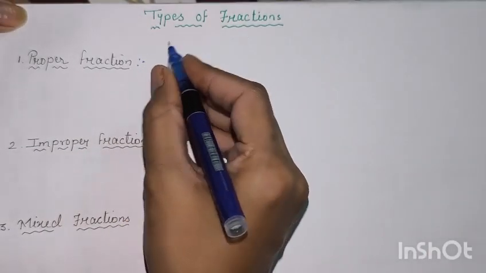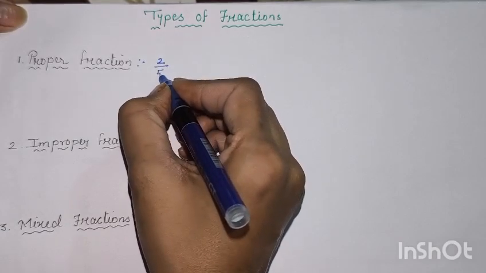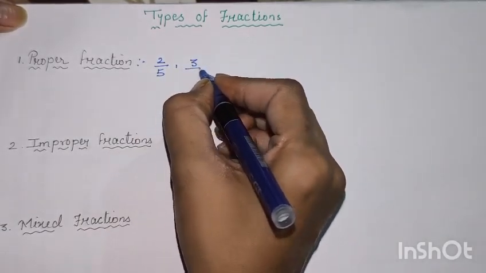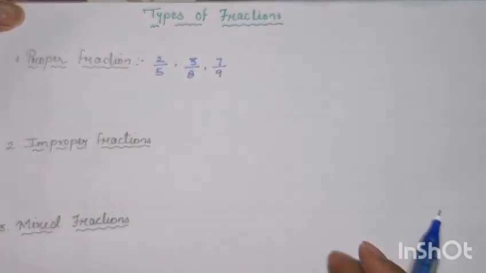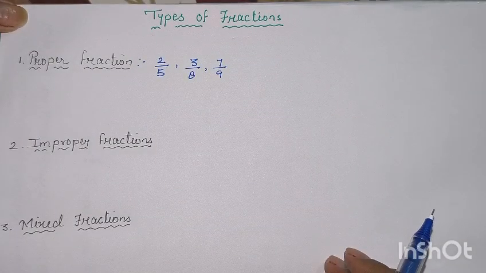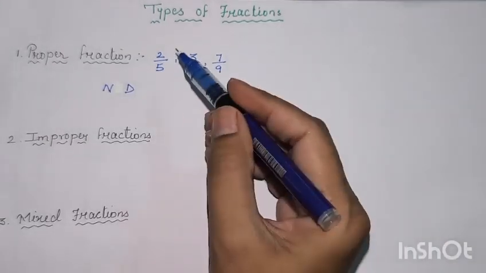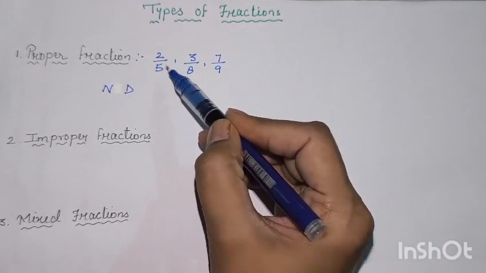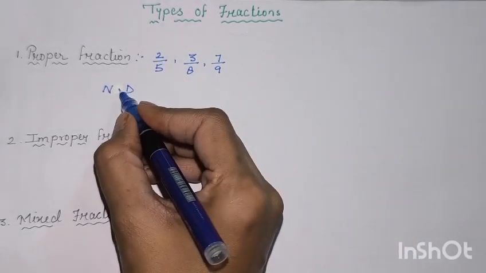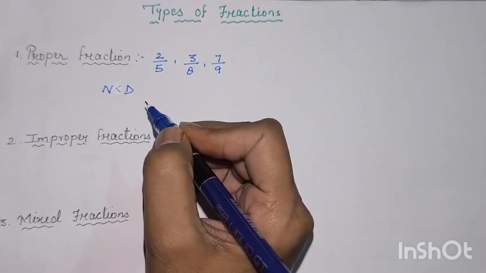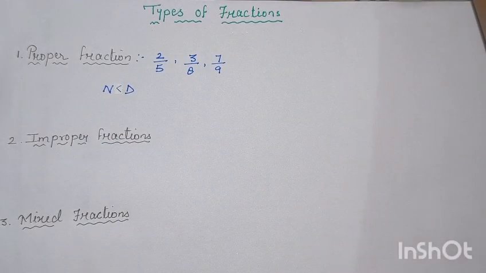So I'm writing some fractions here. You just observe this. 2 by 5, 3 by 8 and 7 by 9. Observe these carefully. So here you can see that this 2 is less than 5, this 3 is less than 8 and this 7 is less than 9. That means this numerator is less than denominator. In proper fraction, the numerator is always less than the denominator.